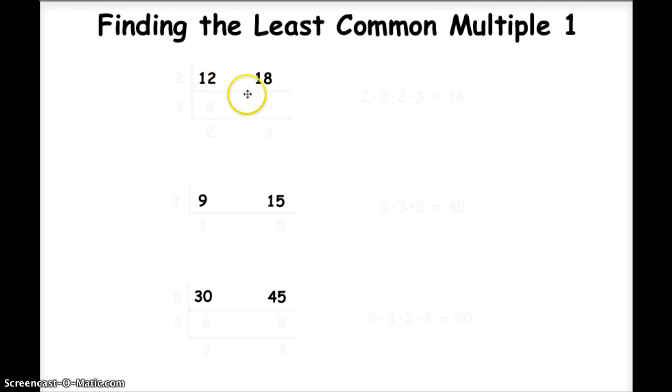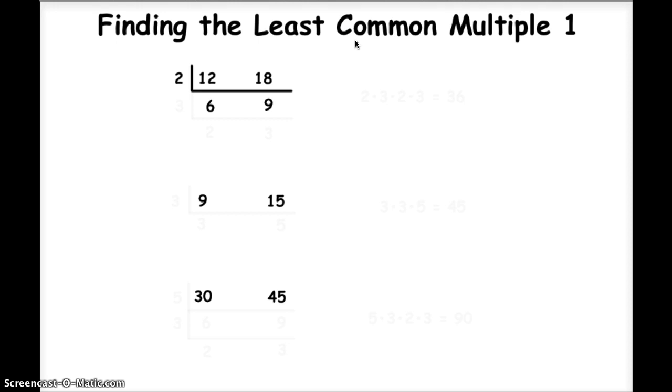I know that 18 and 12 both are even numbers. Since they're even, I know I can divide both of those numbers by 2. Here's what I mean by upside down division. I'm going to make an upside down division bar, and I'm going to put 2 on the outside because 2 divides both of those numbers. And then I'm going to ask, 12 divided by 2 is 6, and 18 divided by 2 is 9. So I'm left with 2 more numbers, 6 and 9.